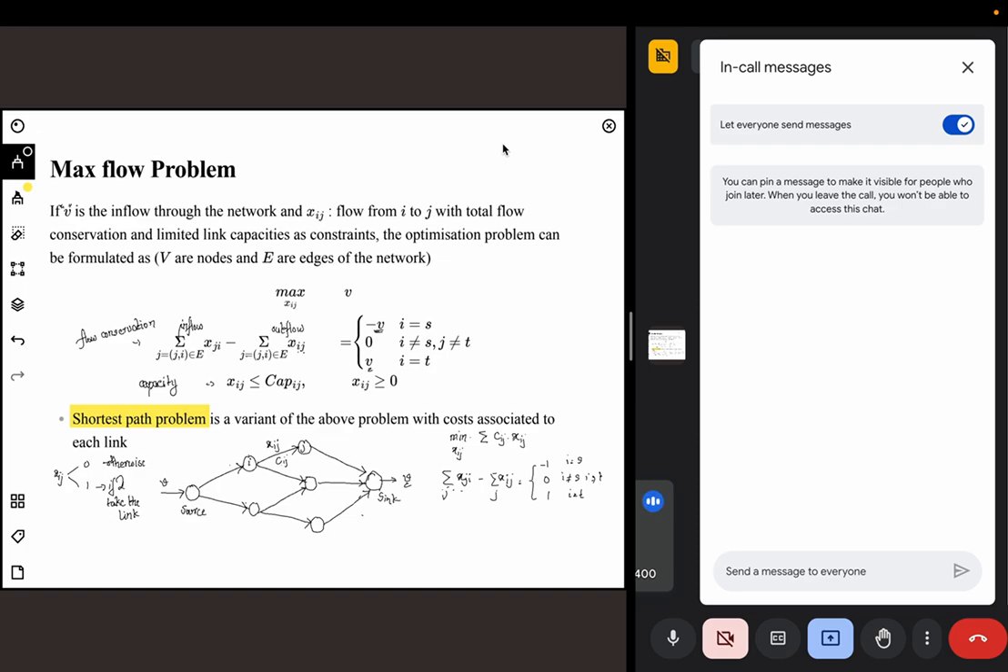Even for the minimization problem, instead of focusing on cost, you can reformulate the problem saying you want to maximize the profit, right? It's about whatever you want. Depending on your objective, you can change it to a minimization or maximization.